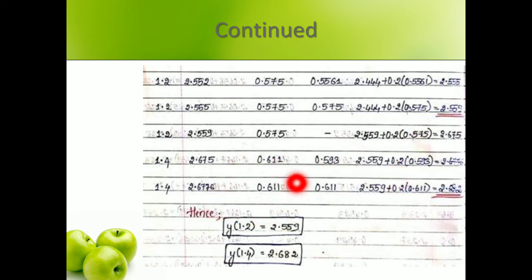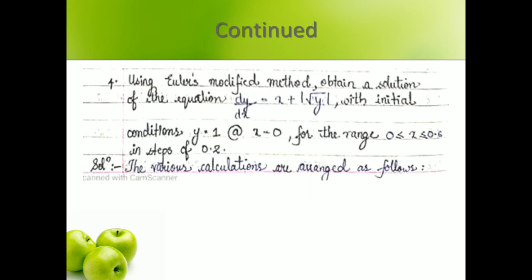So they had asked for us, when x is 1.2, what is the y value, and when x is 1.4, what is your y value. So when x is 1.2, y value is 2.559, and when x is 1.4, y value is 2.682. We'll go to the last problem.